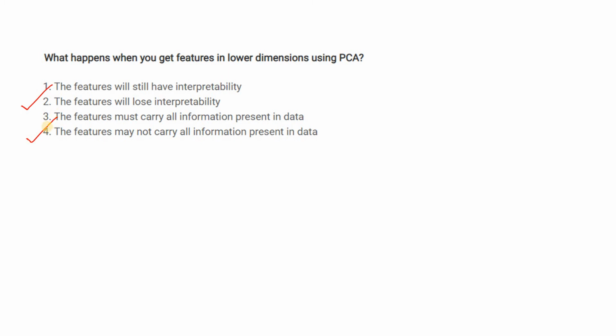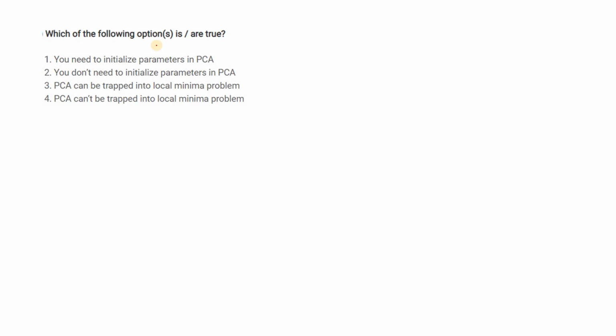Okay, right? Coming to the next question. Which of the following options is or are true? Option 1, you need to initialize parameters in PCA. Option 2, you don't need to initialize parameters in PCA. Option 3, PCA can be trapped into local minima problem. Option D, PCA cannot be trapped into local minima problem. Pause my video, try to think about the correct answer. Here I am explaining.